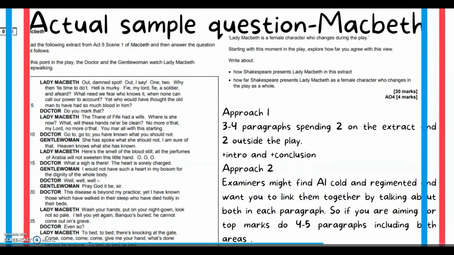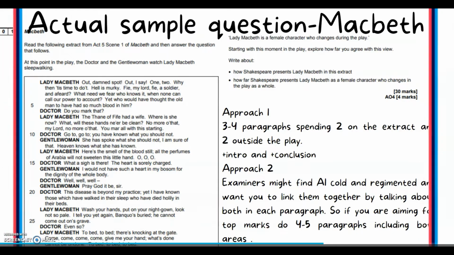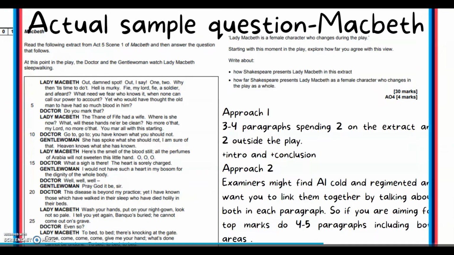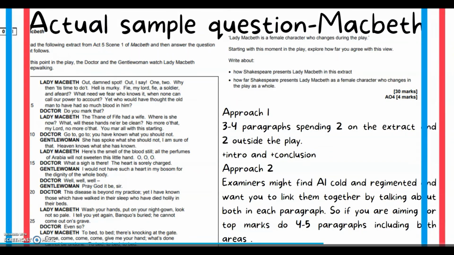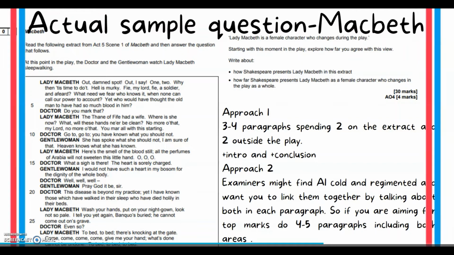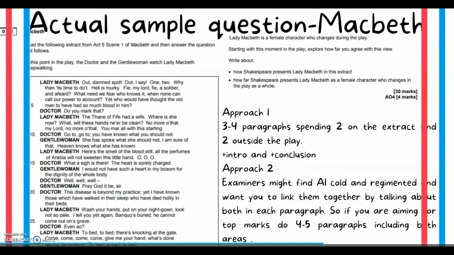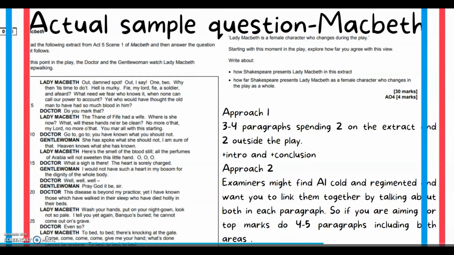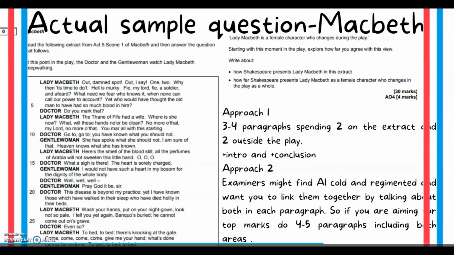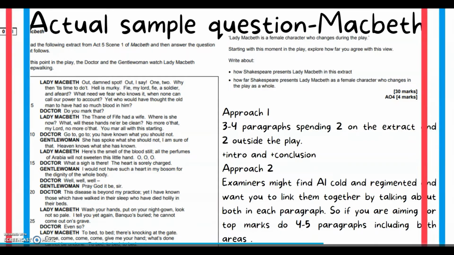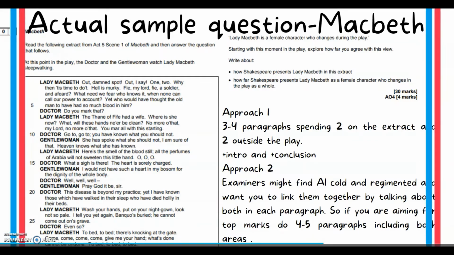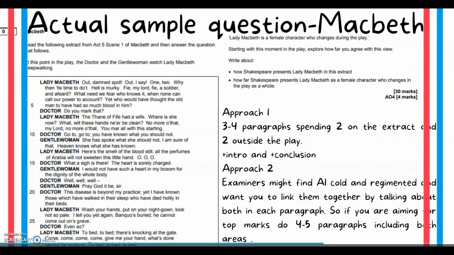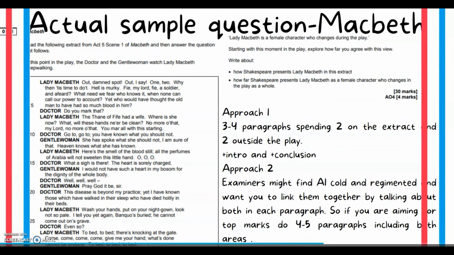So let's look at an actual sample question, and this is for Macbeth. As I said, the same structure follows. You get the extract, which is typically 30 lines, and then you get the statement, which in this case is Lady Macbeth is a female character who changes during the play. And for this question, I personally believe there's 2 approaches, and one is clearly the better choice if you want to aim for those top grades.